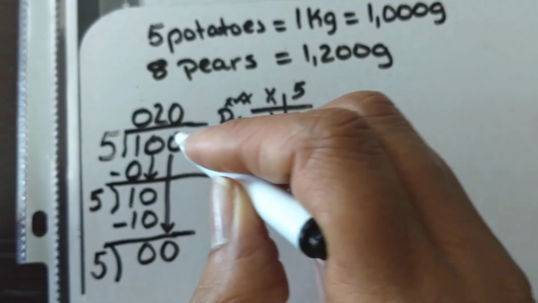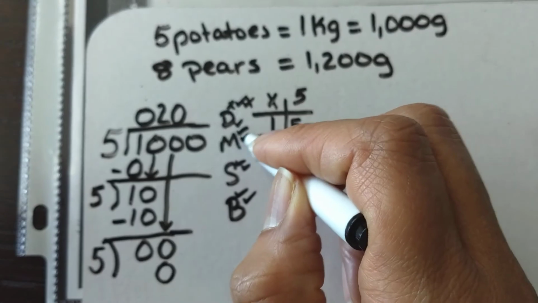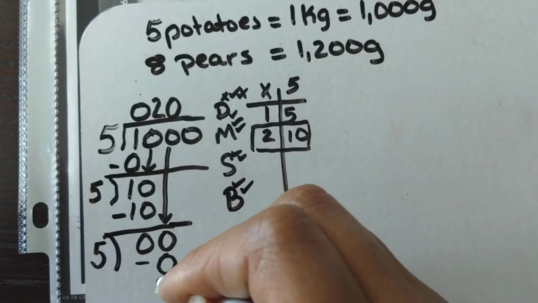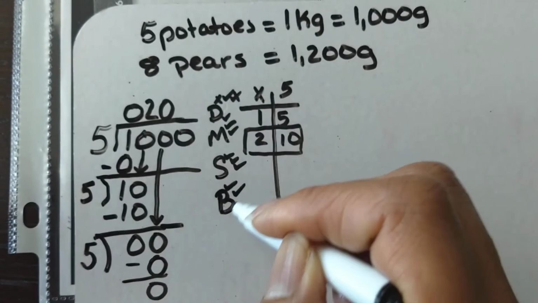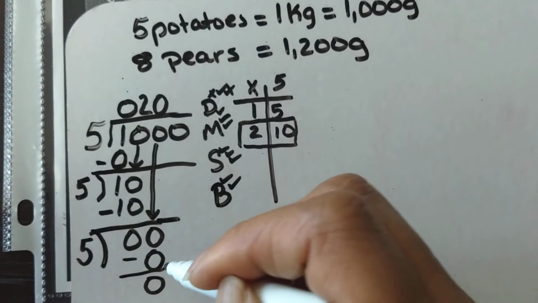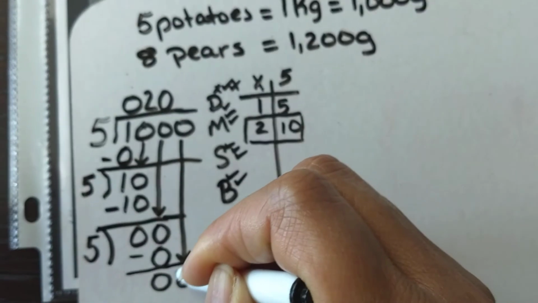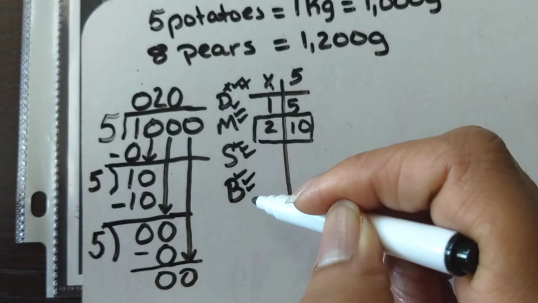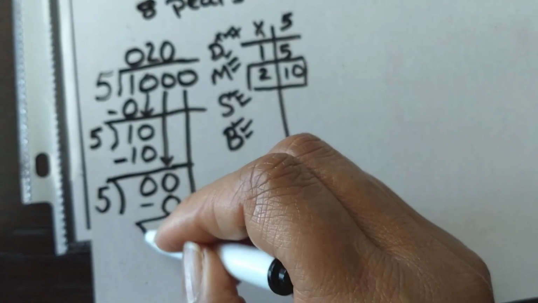Now it's time to multiply. 0 times 5 is, of course, 0. Check. My next step is to subtract. And when I subtract, of course, I get 0. Check. My next step is to bring down. Do I have another digit to bring down? Yes, I do. I have another 0. Okay? Check. If I got a check on my B, that means I need to go back up to the D and I ask myself that question again.